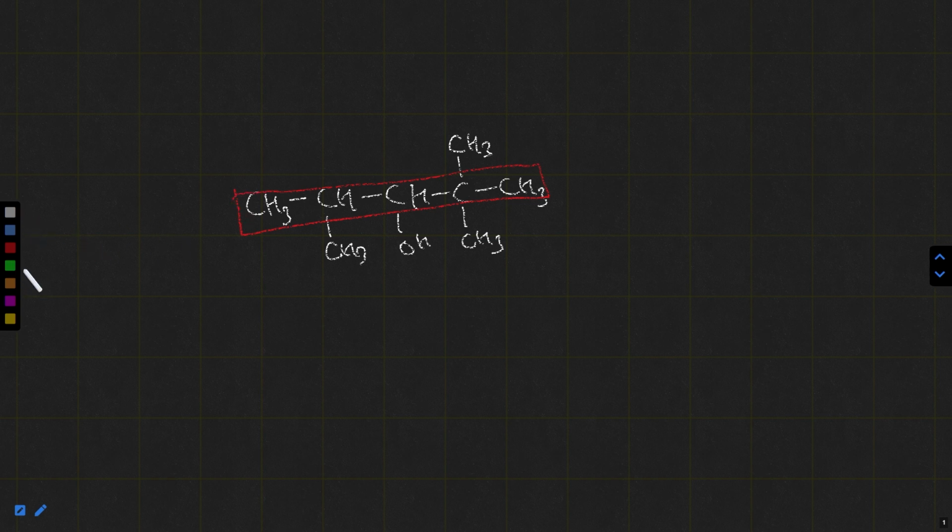Next, we start numbering. Should we number from left or from right? From the left side we have one substituent, but from the right side we have two substituents on the second position. Therefore, we'll number it from this side: 1, 2, 3, 4, 5. Now, what are the substituents that we have? On the 2 position, we have two methyls, and on the 4th position, we have one more methyl. So I will write it as 2,2,4-trimethyl. Three methyls are there, so trimethyl.